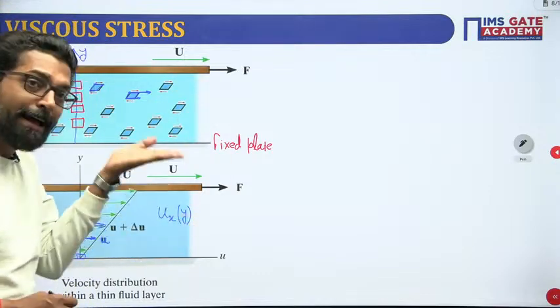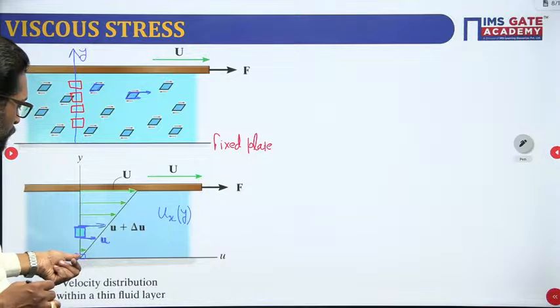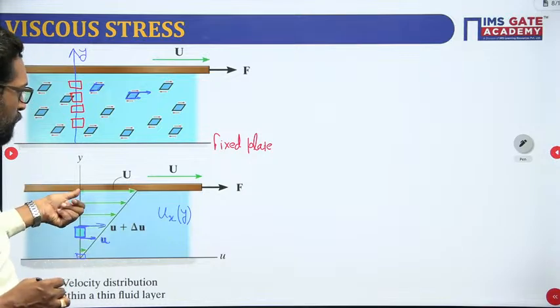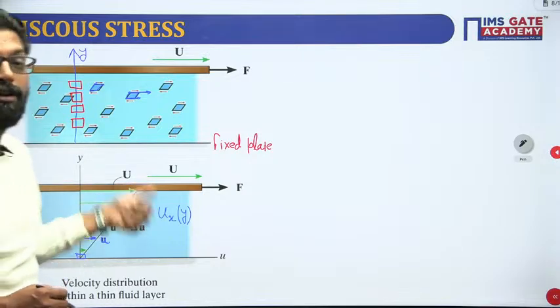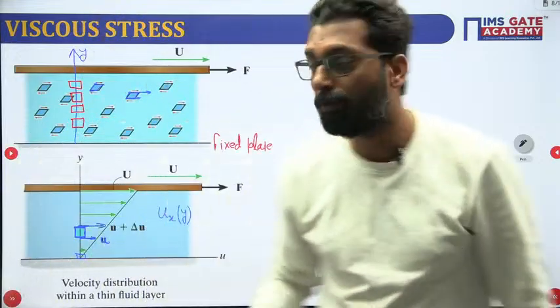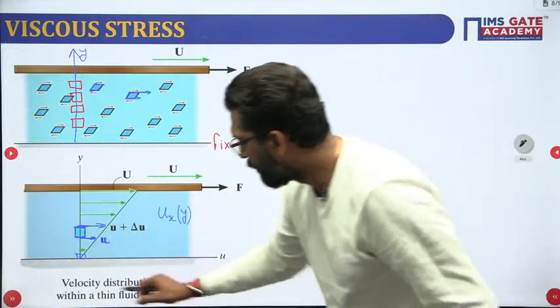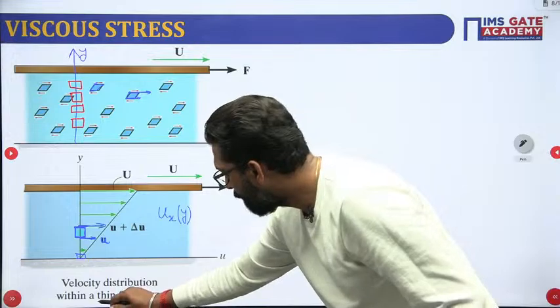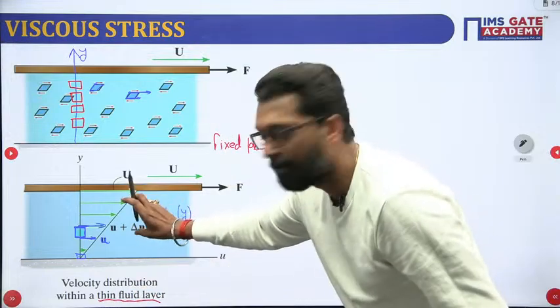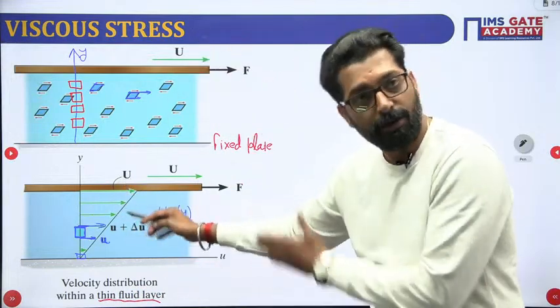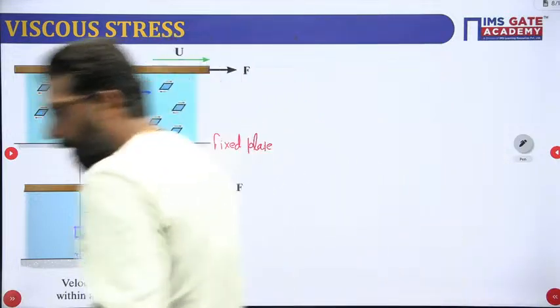So for all the layers, let's say at y equal to 0, the fluid is at rest. At y equal to h, let's suppose the gap is this, the fluid has a higher velocity. That is u, the plate velocity. So the velocity distribution within this thin fluid layer, this is very thin, if thicker, they have a different velocity profile. So how to quantify this one?